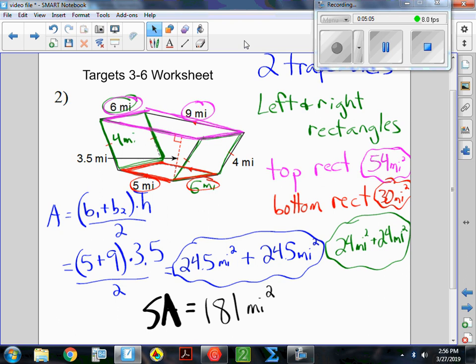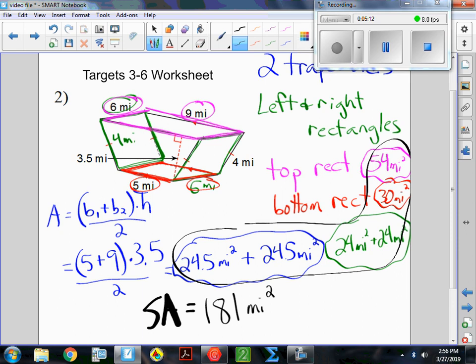So that's adding all of them together. 54 plus 30 plus 24 plus 24 plus 24.5 plus 24.5. So surface area is adding up all the parts together.